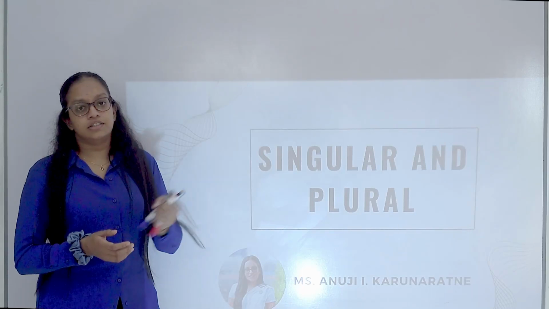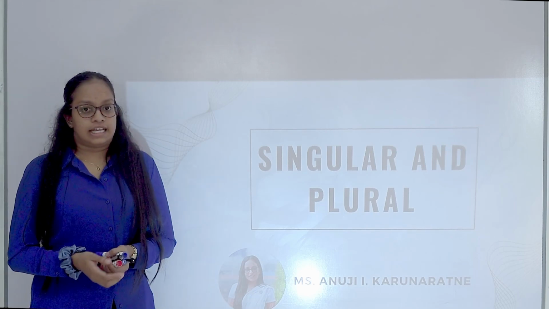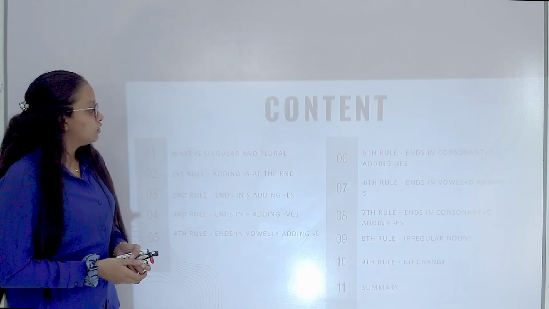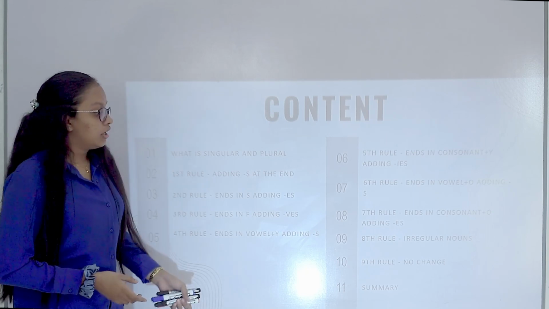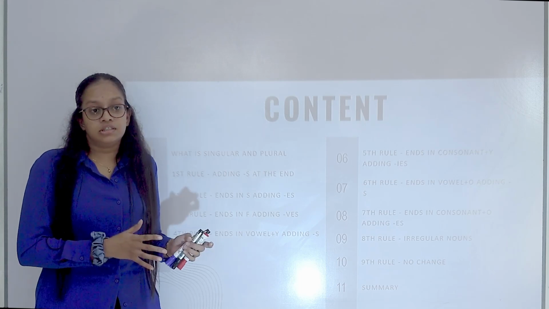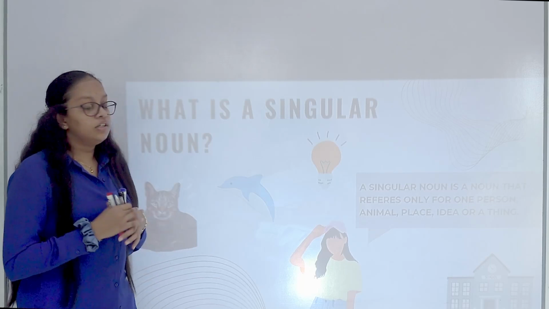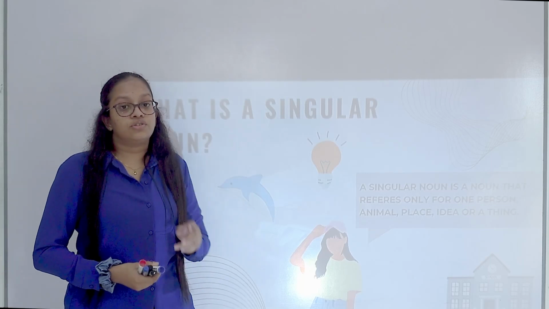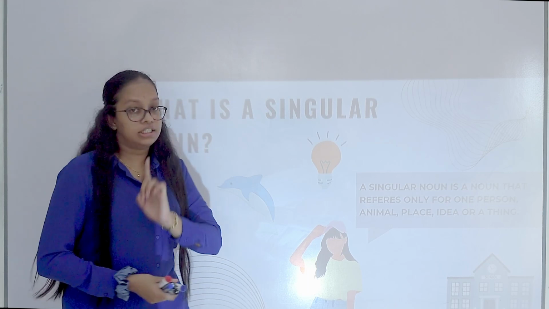Today we are going to learn about singular and plural. So, let's move on to the next slide. Today we are going to cover what is singular, plural and another 9 rules that we need to follow when we are turning a singular noun into a plural noun. A singular noun only refers to one object, one person, one animal or a thing.